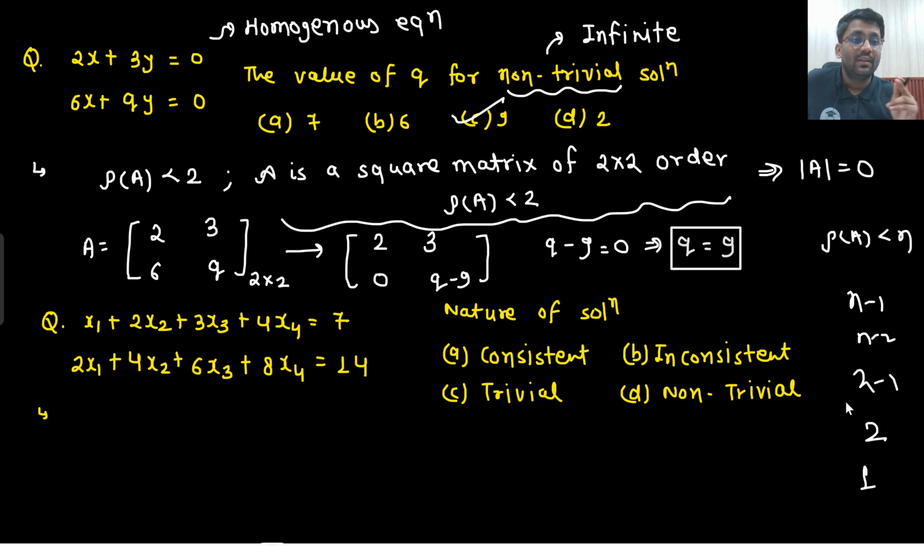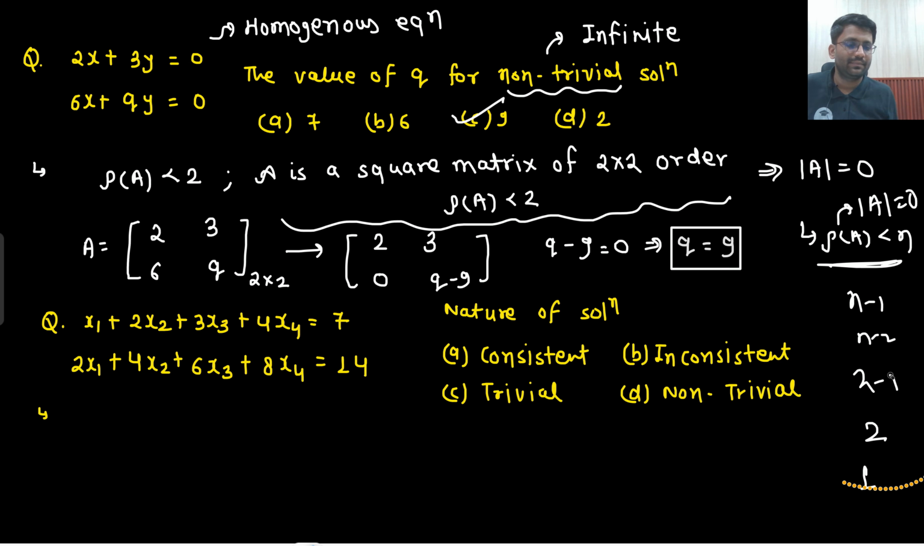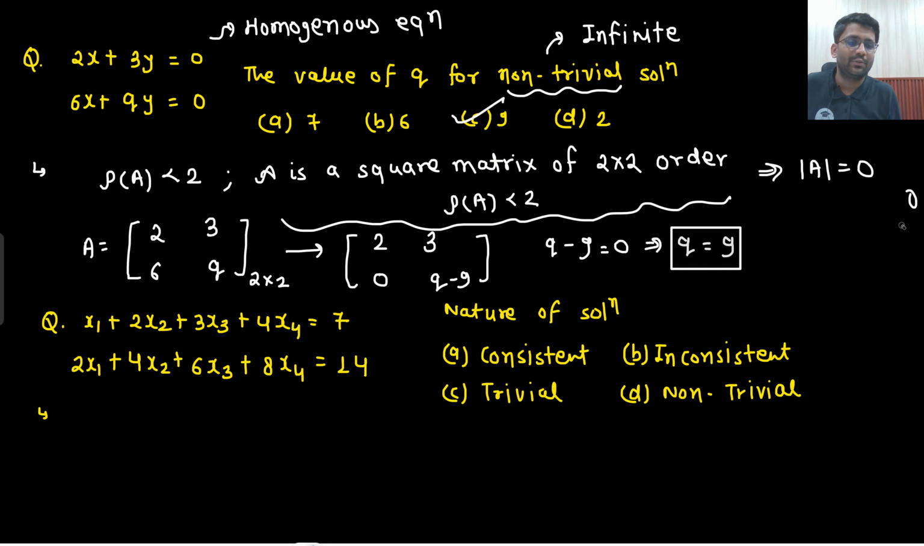If A is non-reversible, then this is the condition. And if A is reversible, the determinant will be non-zero, which means rank of A would be n. So if rank of A is less than n, that means A is non-reversible, and its determinant should be 0. So determinant of A equals 0. What is determinant of A? It is simply q multiplied with 2, which is 2q, minus 6 multiplied with 3, which is 18. That should be equal to 0. So q is equal to 9. Understandable? So this is how I could solve it.